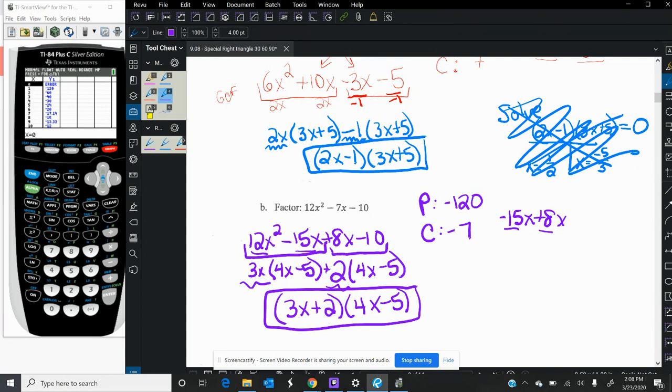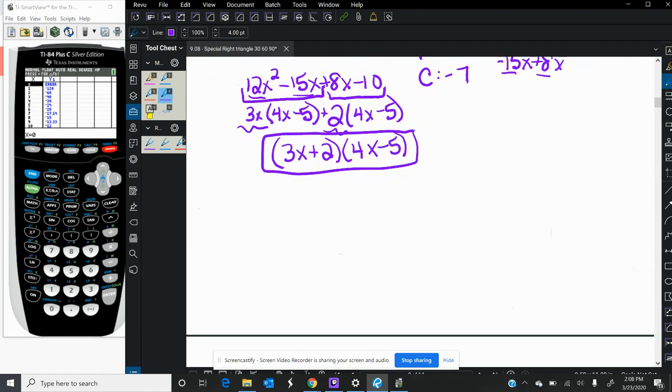And again, we're going to stop there. So that's just a little bit of review that we're going to need moving into our notes for today.